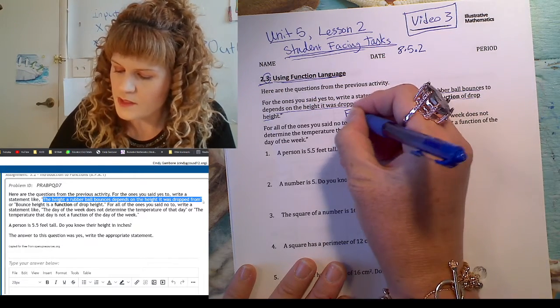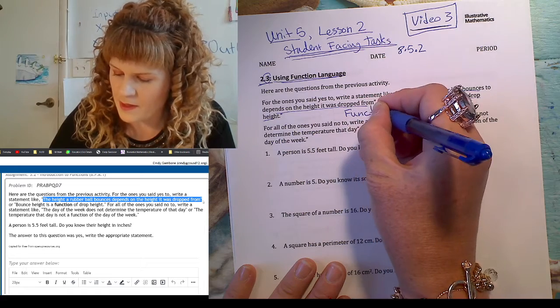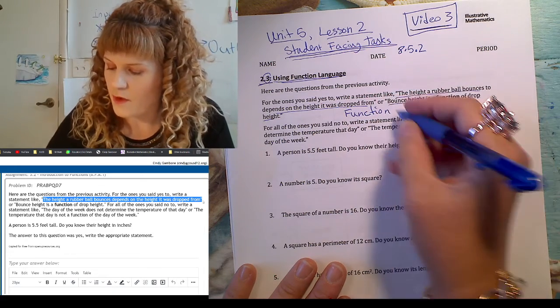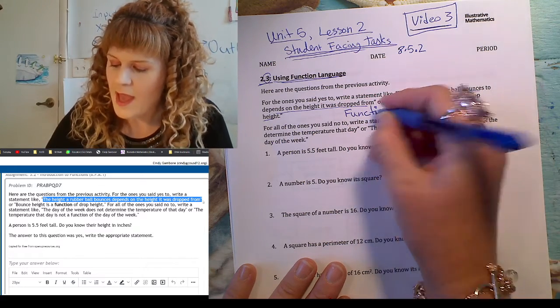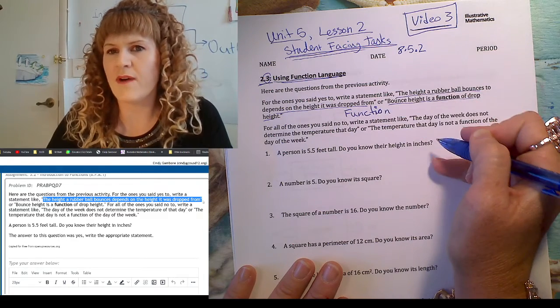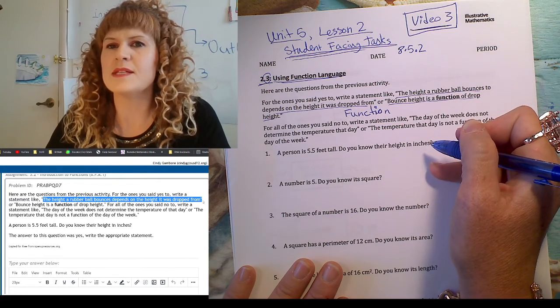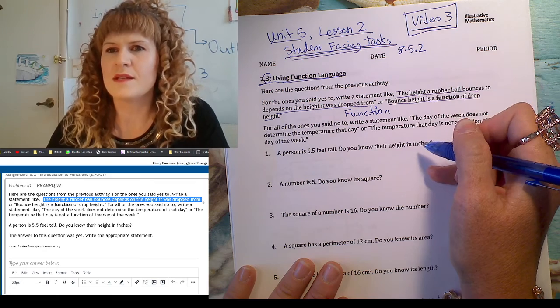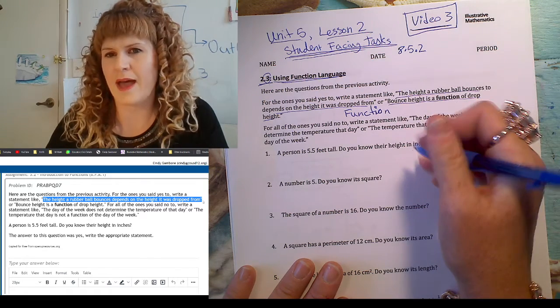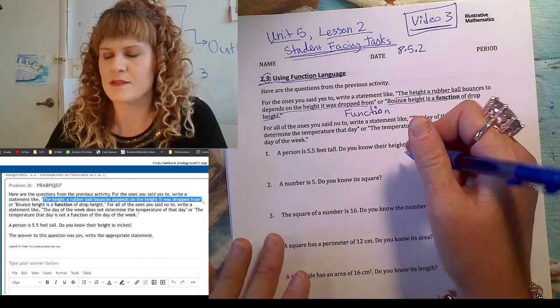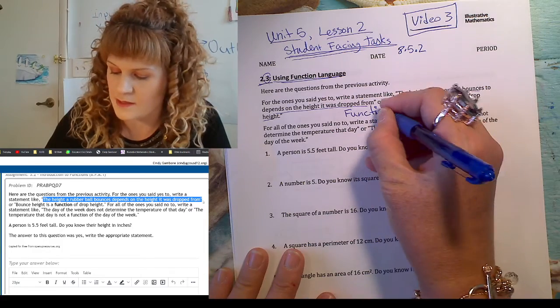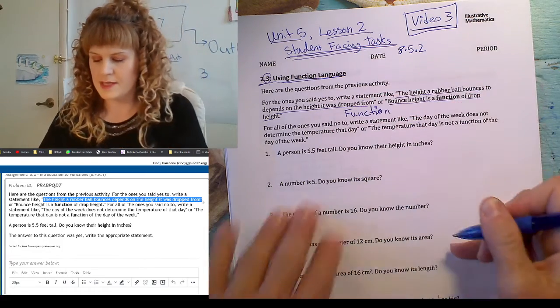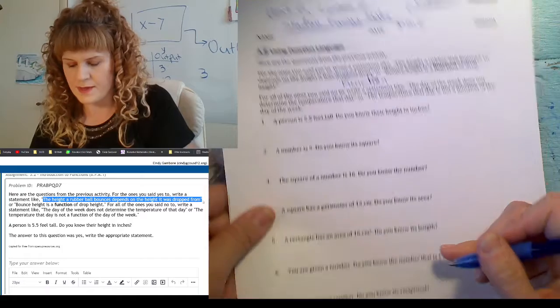So we're going to learn to use the vocabulary function or function of. And when you say it is a function of something, it means it depends on that. It's determined by that. It doesn't have two different answers. It only has one answer. You're going to see examples now from our previous examples.